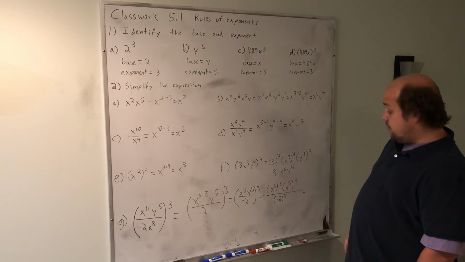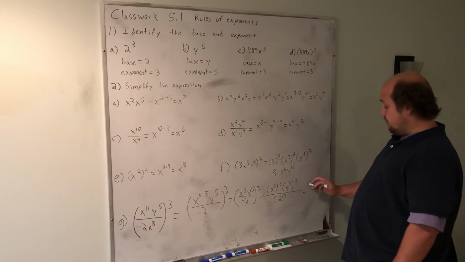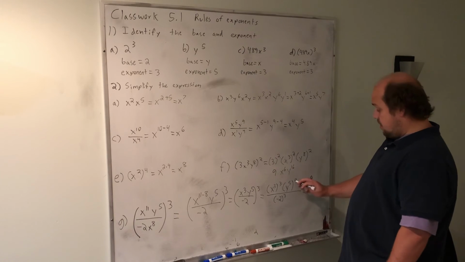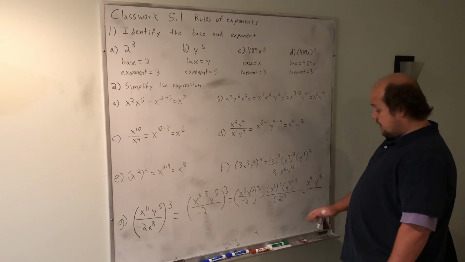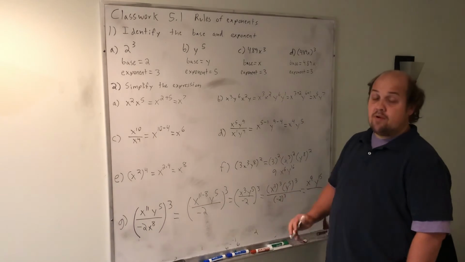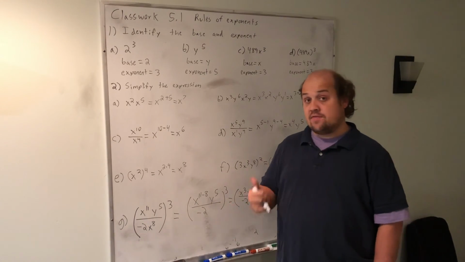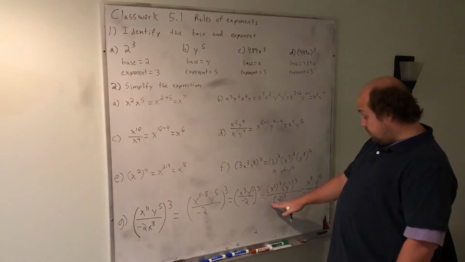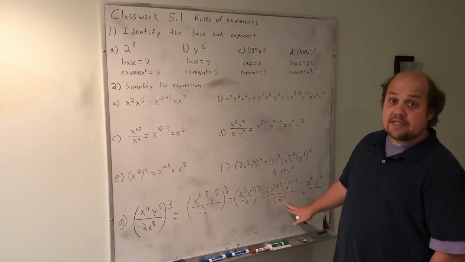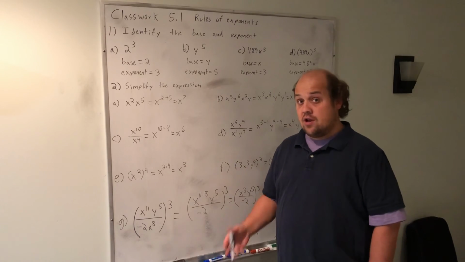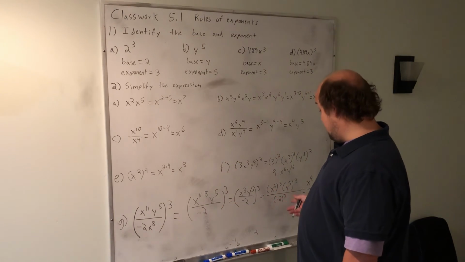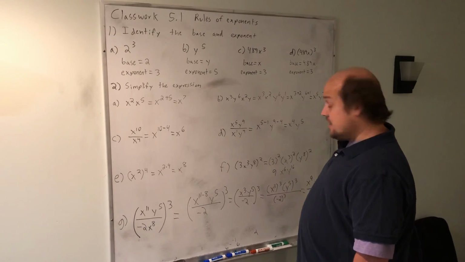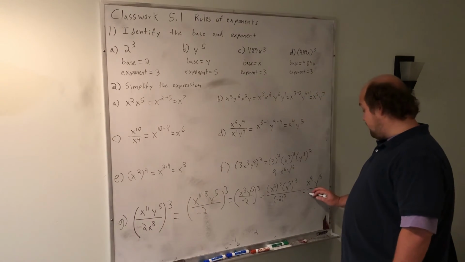These are using the power to a power rule. 3 times 3 gives me x to the 9th. 5 times 3 gives me y to the 15th. And then this negative 2 to the third really means negative 2 times negative 2 times negative 2. If I put it in like this correctly with parentheses in my calculator, it'll give me the answer. Or I can see it as how to do it out mathematically.